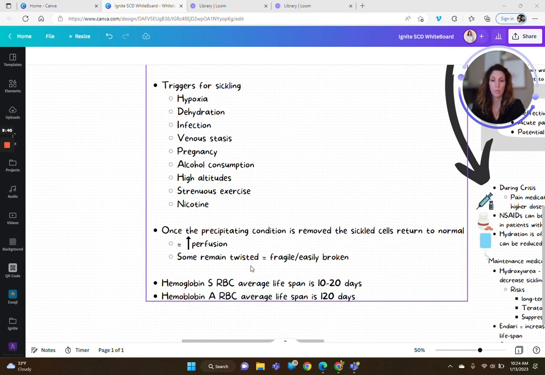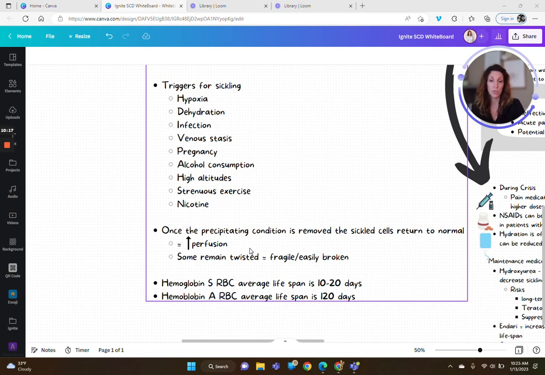And then once the precipitating condition is removed, the sickled cells return to normal. Okay, so this is good for perfusion. This increases perfusion. If a patient has a vaso-occlusive event, they're having a problem with perfusion because they can't pass those red blood cells through certain areas because they're kind of blocked off with clumped up red blood cells. And perfusion is kind of what keeps us from having the ischemia. We have blood and oxygen moving to the areas that they need to move through.